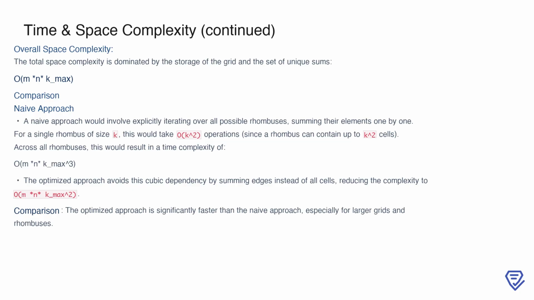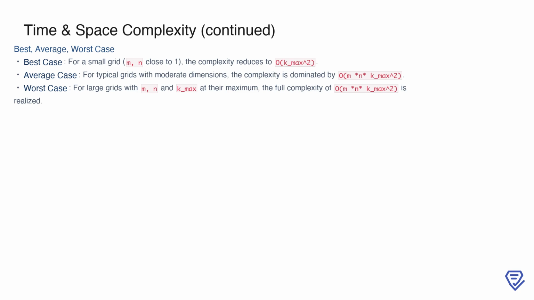This improvement is significant, particularly for larger grids and rhombuses. Finally, let's consider the best, average, and worst-case scenarios for this algorithm. In the best case, for a very small grid where m and n are close to 1, the complexity reduces to O(k_max^2), since there are fewer centers and smaller rhombuses to compute.